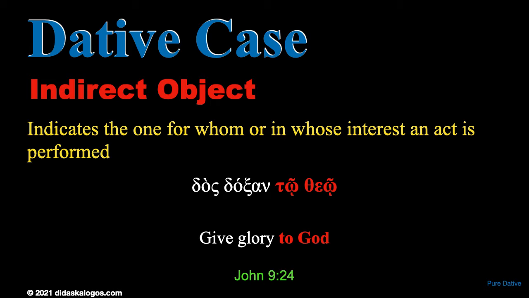The first use of the pure dative case is the most obvious, the indirect object of the sentence. It indicates the one for whom or in whose interest an act is performed. Dote doxan to theo, give glory to God. God is the one who is receiving indirectly the action. So give is the verb. Doxan would be the direct object, what you give. To God, then, would be the one to whom or in whose interest the glory is being given.